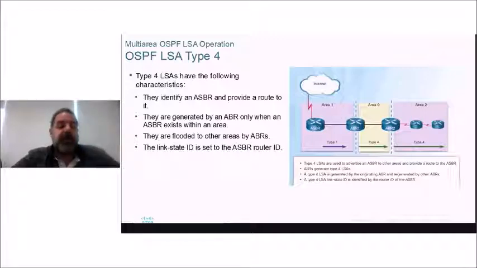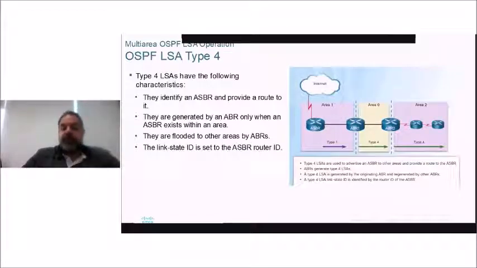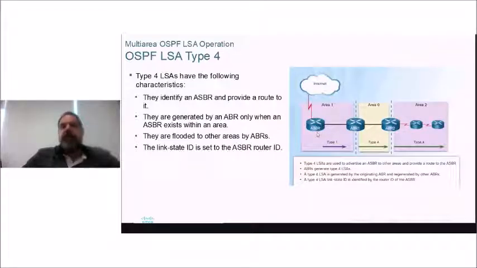So Type 4 LSAs are from ASBRs, and so this is basically the external routes that it's advertising. They are generated by an ABR only when an ASBR exists within an area. So in this case, we've got this ASBR here that's connected to the internet. It's not an ABR in this case, and so basically the ABR will then advertise that external link as a Type 4 to the rest of the areas. They are flooded to other areas by ABRs. The link state ID is set to the ASBR router ID.